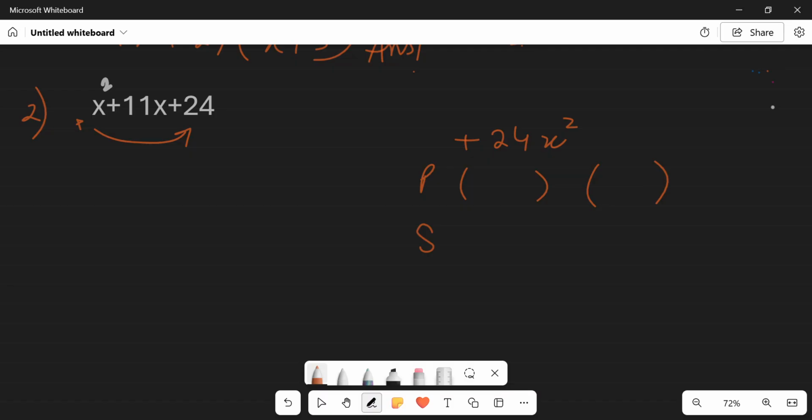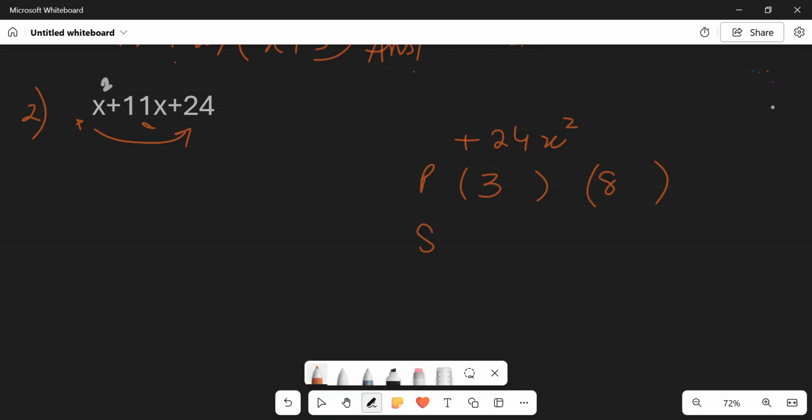So check 24. 2 12s are 24, and when you add 2 and 12, it gives you 14. So 14 is not the middle term, right? Okay, then check 3 8s are 24, 3 times 8. And when we add 3 and 8, 9, 10, 11. Yes, it gives you 11.